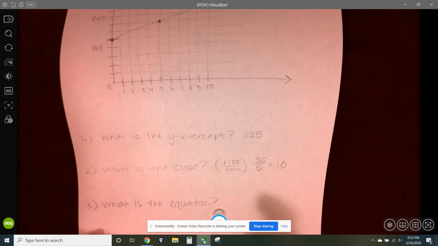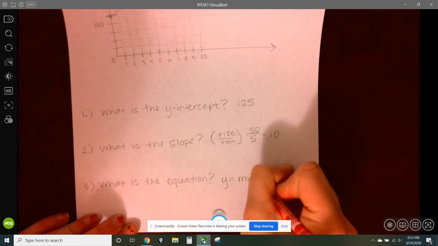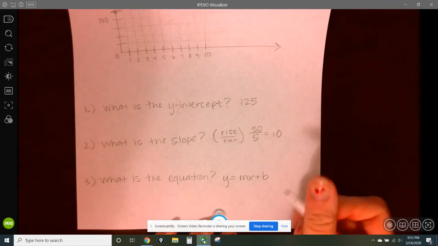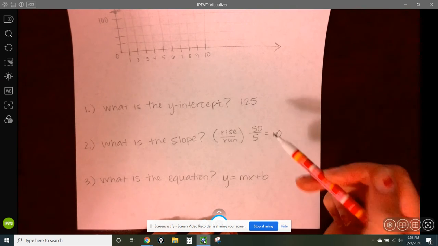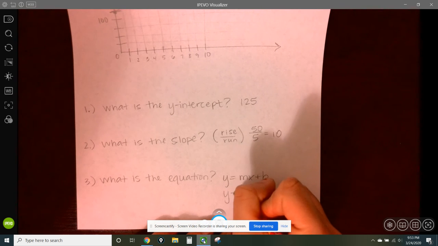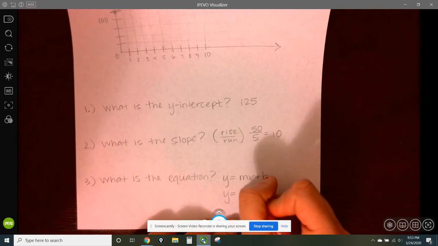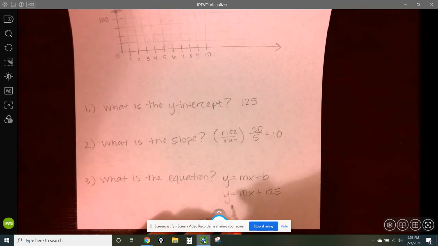Now I can actually write the full equation for the line. Remember, equations of the line are written in this form, y equals mx plus b, where m is the slope and b is the y-intercept. So I already found the slope and the y-intercept, so now I just need to write it into my equation. So my line is going to be y equals 10x plus 125. And that's all you have to do for this discussion.